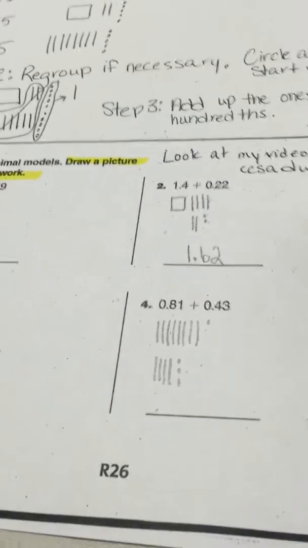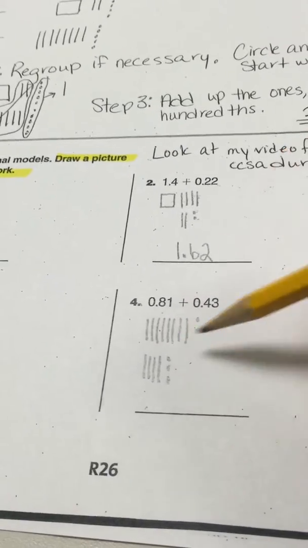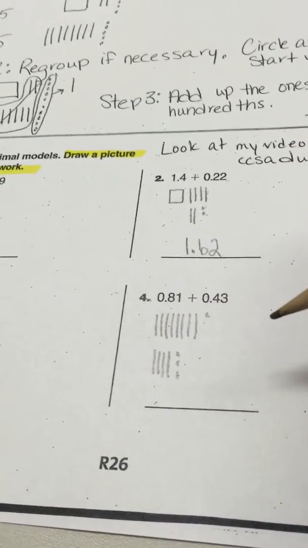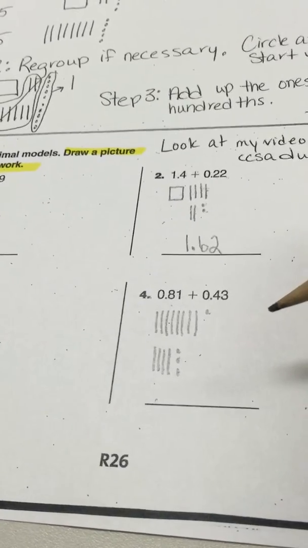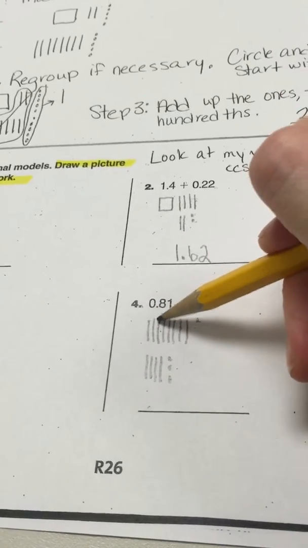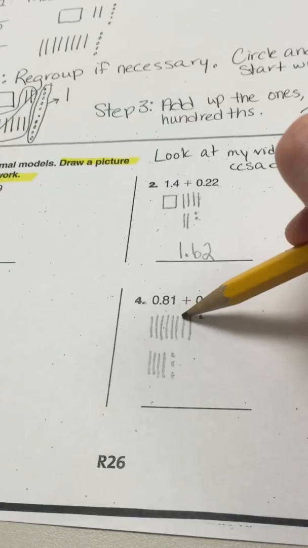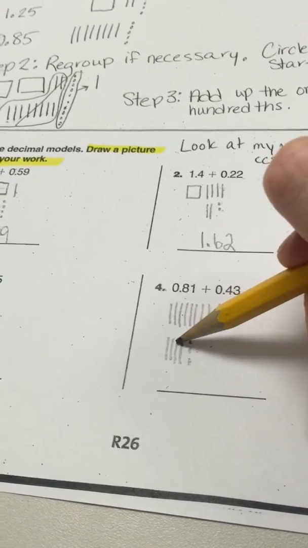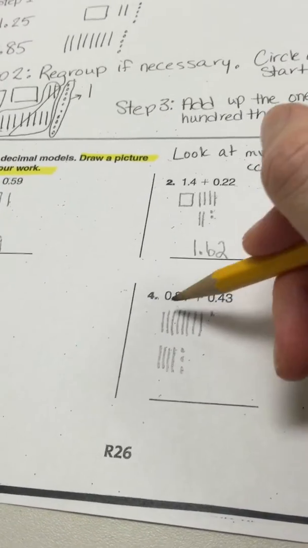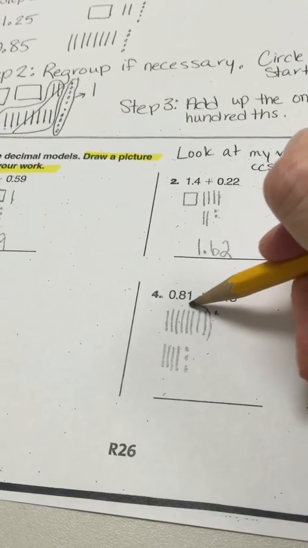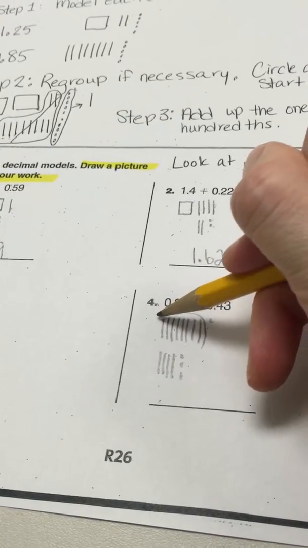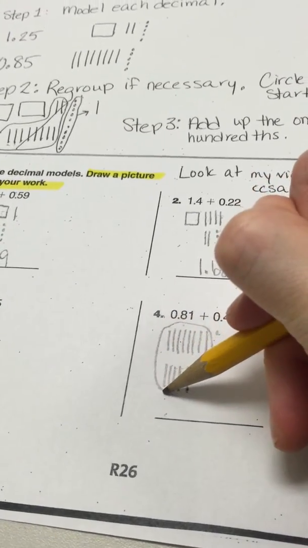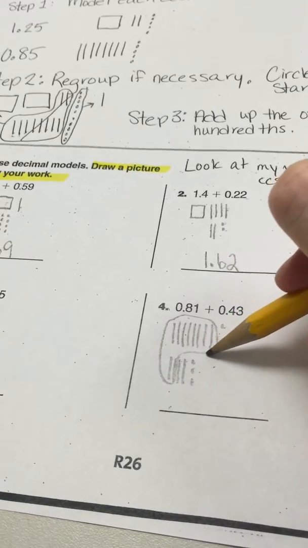It's time to regroup. 1, 2, 3, 4 hundredths. That's not enough to make 1/10, so I won't regroup there. 1, 2, 3, 4, 5, 6, 7, 8, 9, 10, 11, 12. I can regroup my tenths. So I'm going to circle 10 of them. That is 8 of them up top, 9, 10 of them down here.